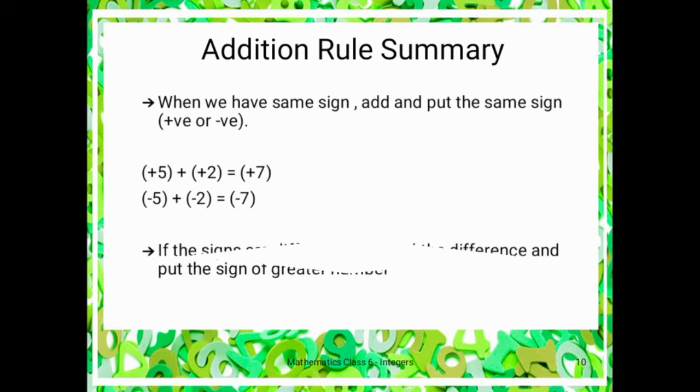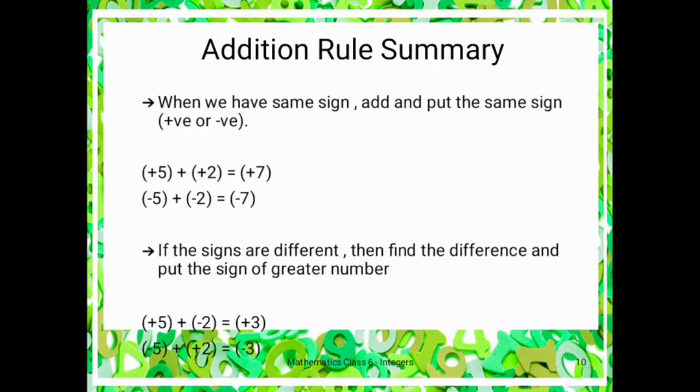And if the signs are different, then find the difference and put the sign of the greater number. Okay, plus 5 plus minus 2 is equal to plus 3. The difference is 3 and put the positive sign because the greater number has the positive sign. Then minus 5 plus 2 is equal to minus 3. Here we are putting the negative sign because the greater number has the negative sign.